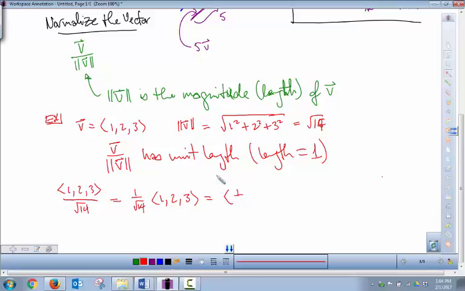So we think about division as the opposite, or the multiplication of the reciprocal, and then you distribute this like you would do a scalar multiplication.